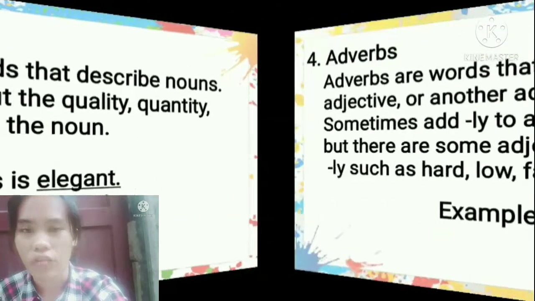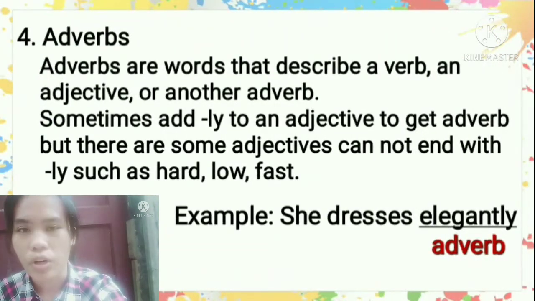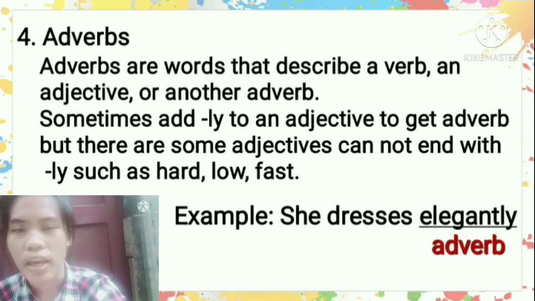The next is adverbs. Adverbs are words that describe a verb, an adjective, or another adverb. Sometimes we can add ly to an adjective to get an adverb, but there are some adjectives that cannot end with ly, such as hard, low, or fast. We cannot say fastly, right? Or in a sentence we can say she dresses elegantly. Elegantly is an adverb. It describes dresses, which is a verb.